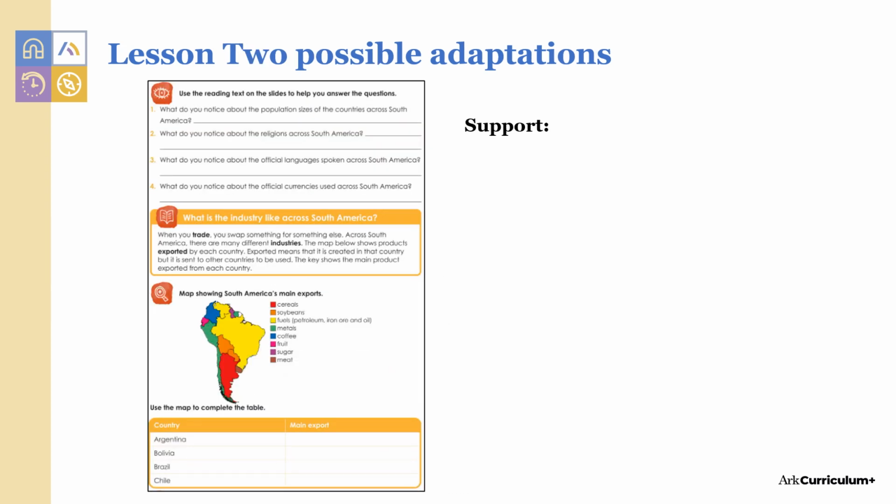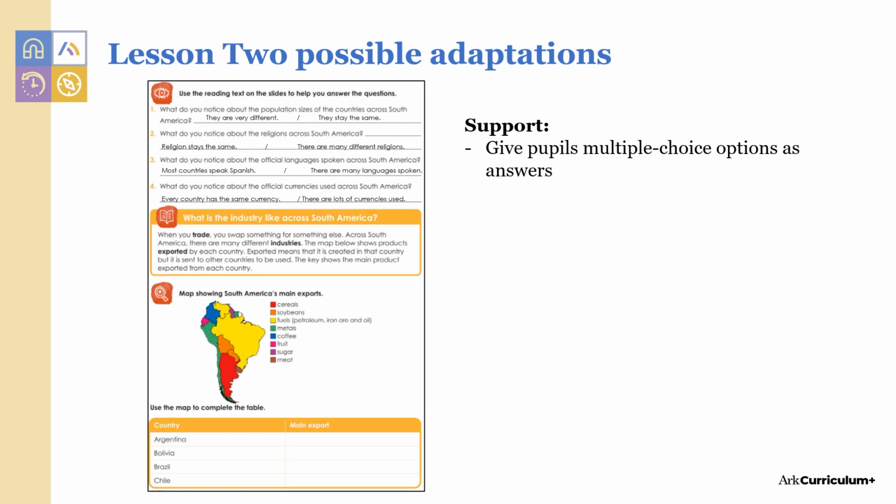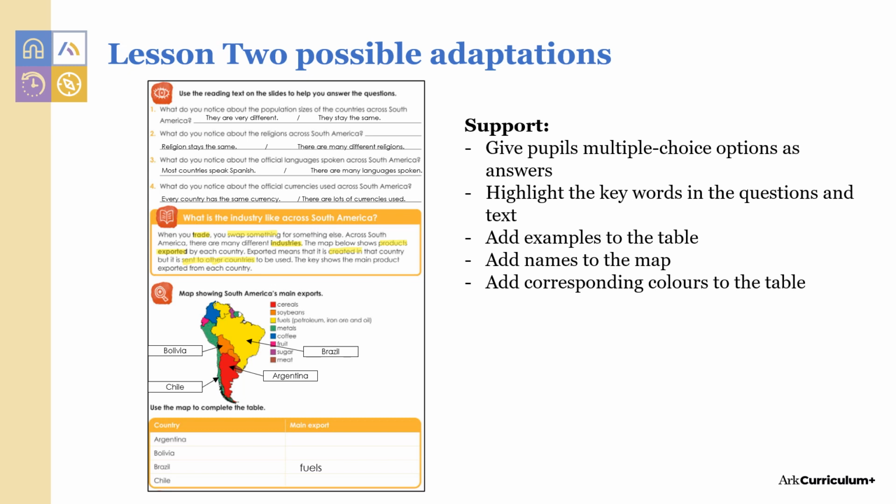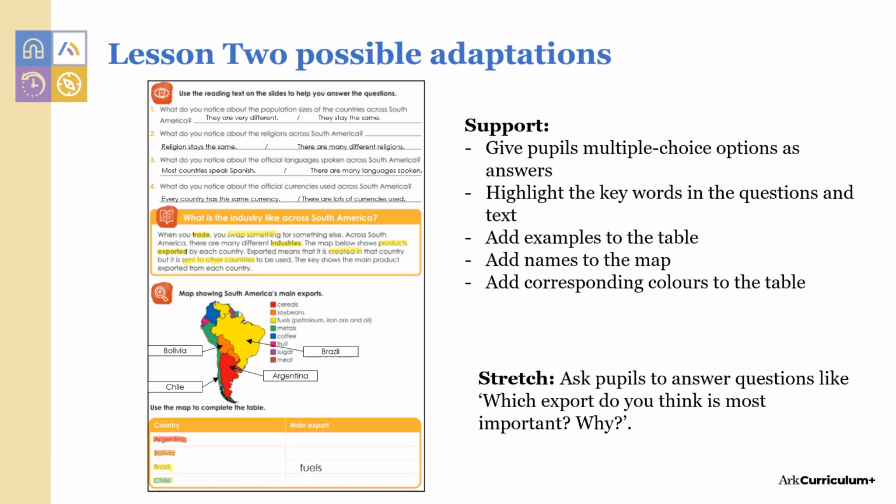In lesson 2, support pupils by giving them multiple choice options as answers, by highlighting the keywords in the questions and text, and by adding examples into the table. You could also add names to the map and add corresponding colours to the table. Stretch pupils by asking them to answer questions like, which export do you think is most important and why?